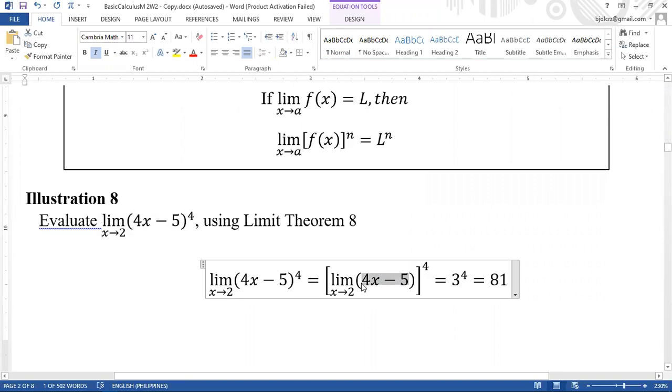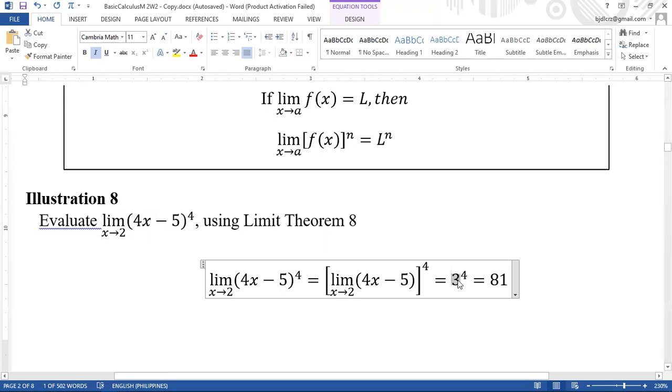So substitute 2. Si x na to is 2. 4 times 2, 8. Minus 5. 3. Okay, 3. Nga nung 5 atong gi-minus kay constant. So diretso na nato si 5 which is constant man siya, di ba?